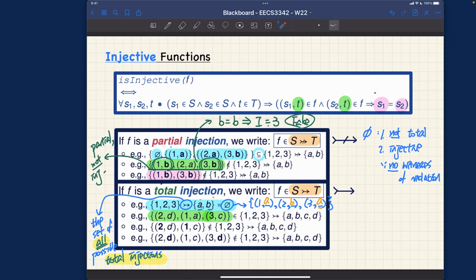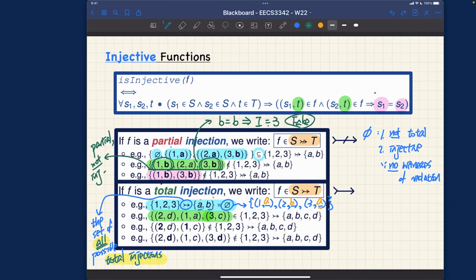So that's total for sure. What about injective? Well, since there are no duplicates of the range value over here in the second element, in that case we simply get the antecedent false. False implies anything, so that will be satisfied.